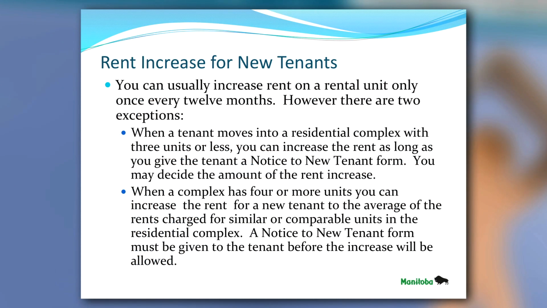If a complex has 4 or more units and you're increasing on a new tenant, if the tenant is moving into a 2-bedroom unit and you have 10 other 2-bedroom units in the complex, you can take the average of those 10 2-bedroom units and bring that one up to the average of, again, only if you use the notice to new tenant form, and only if you fill in the section that says that the rent has been increased because of a Section 132 rent average adjustment.